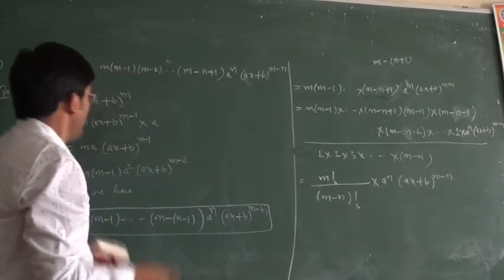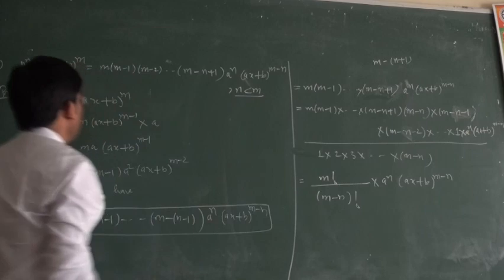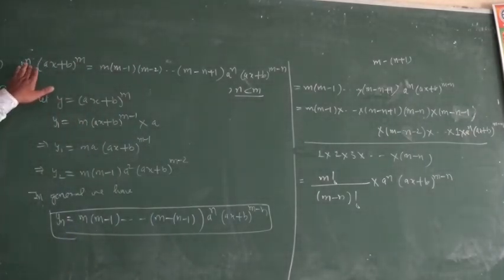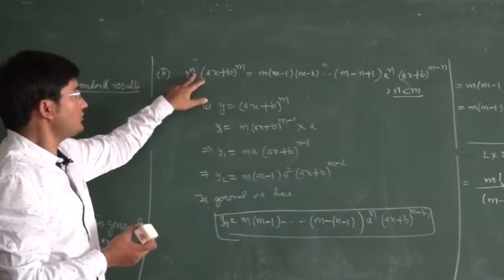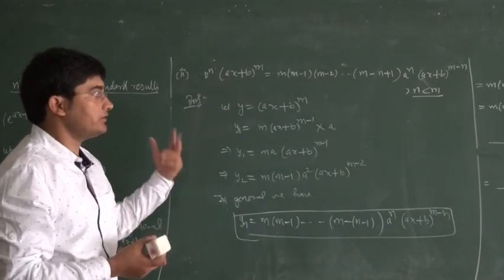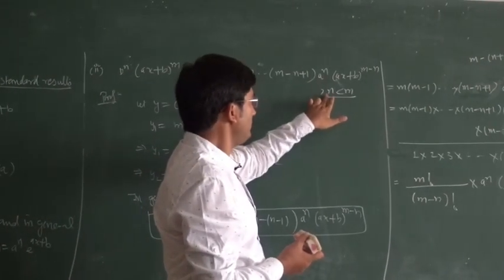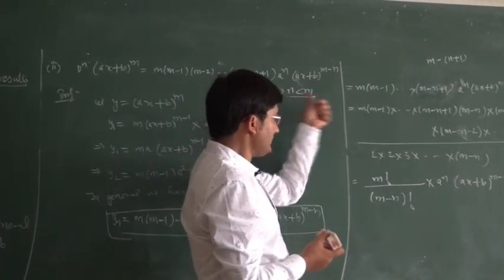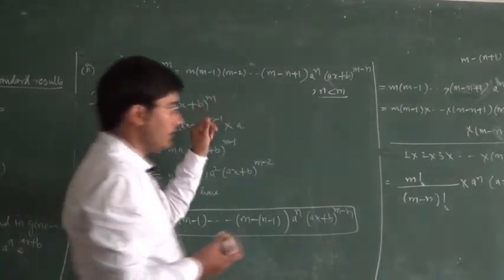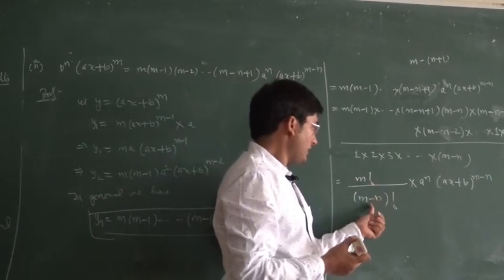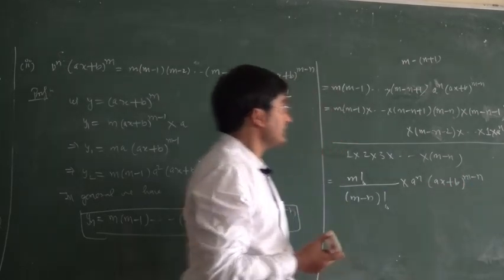So this is when n is less than m. If n is greater than m, then you know that the difference is now 0, because if the power of the variable is smaller than the order of differentiation, the derivative is 0. So for this we should have n less than m. If n is less than m, then the nth derivative of (ax plus b) power m is equal to factorial m upon factorial (m minus n) into a power n into (ax plus b) power (m minus n).